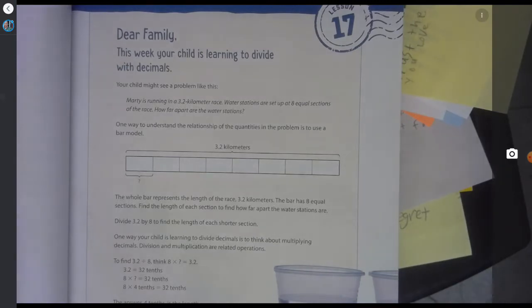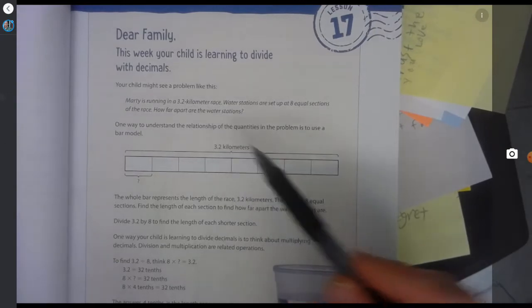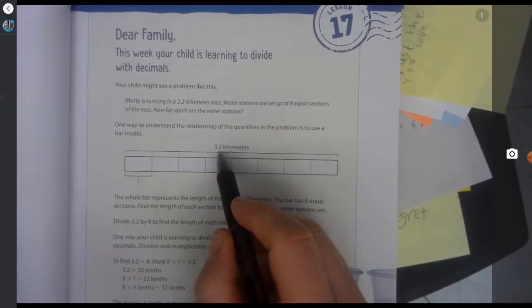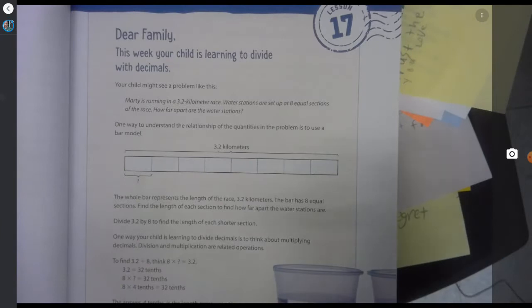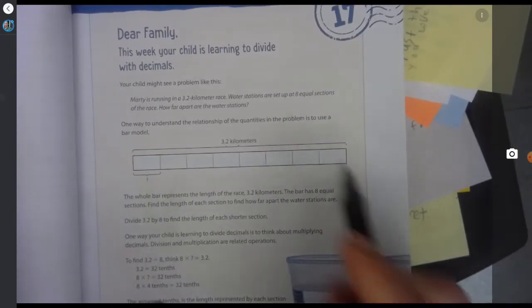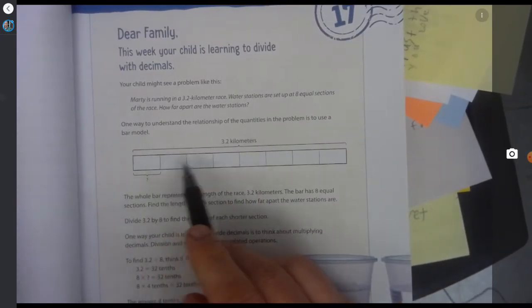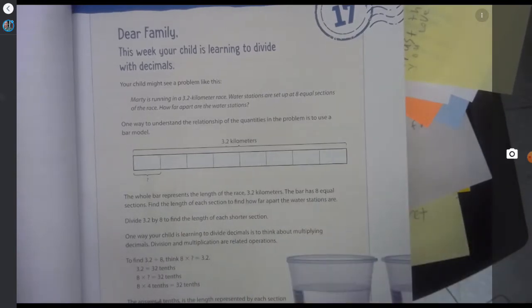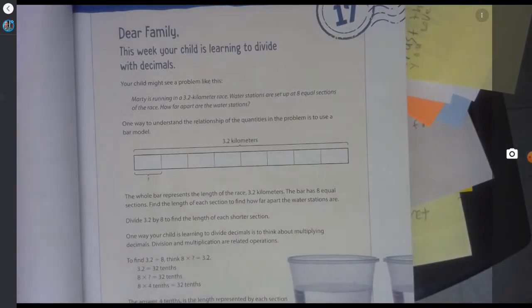These are the kind of problems that we'll be solving in this unit. It's just dividing by decimals. We have the total of 3.2, and it's going to be divided into 8 equal sections. You can see 1, 2, 3, 4, 5, 6, 7, 8. That's the kind of problem that we're going to be solving. So I'll show you how to do that, and you'll go along with me.